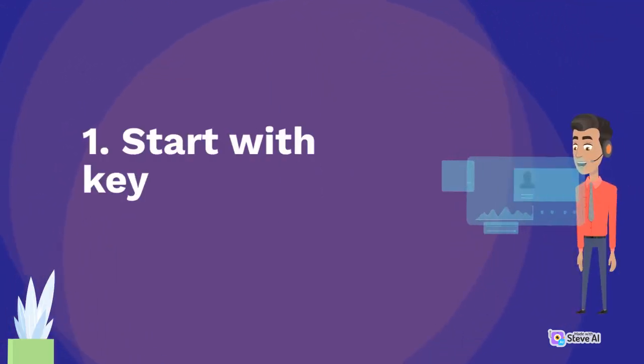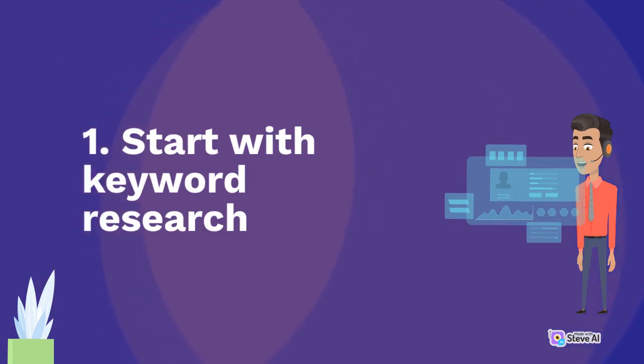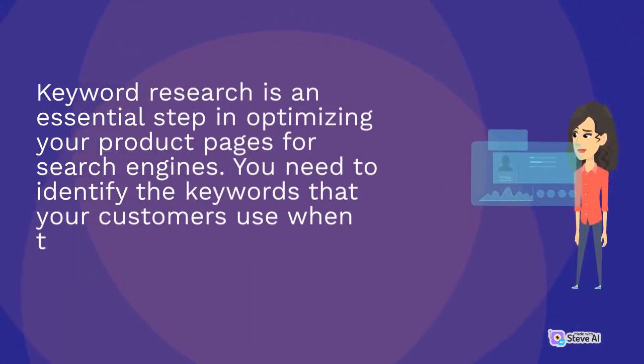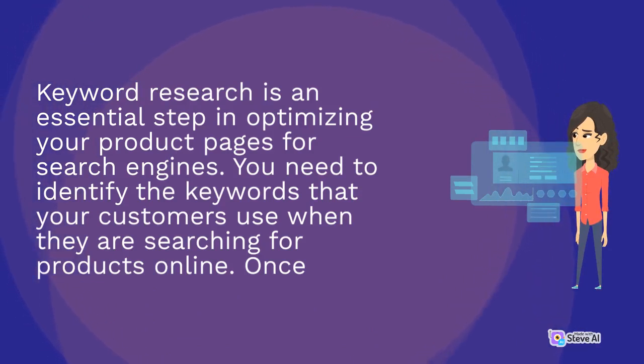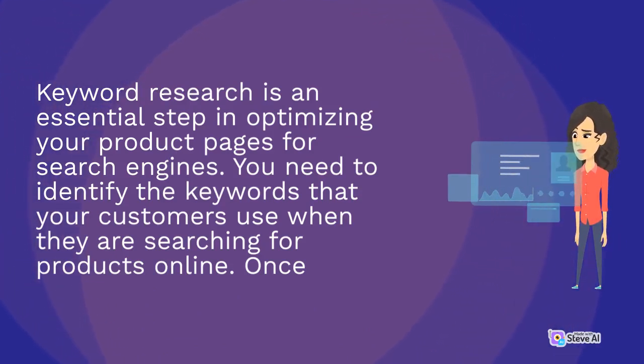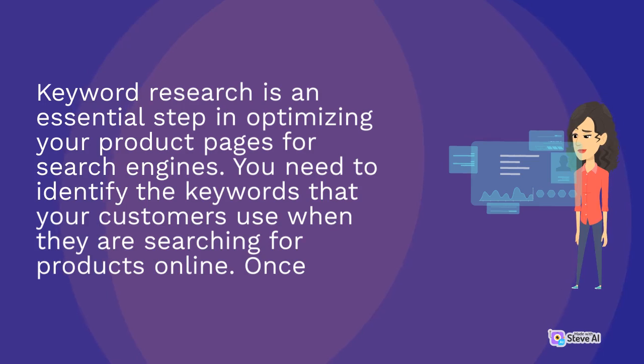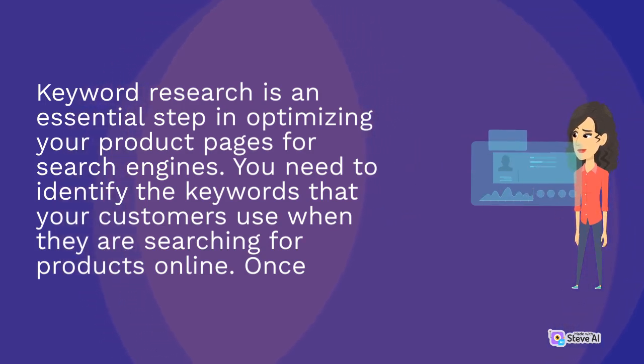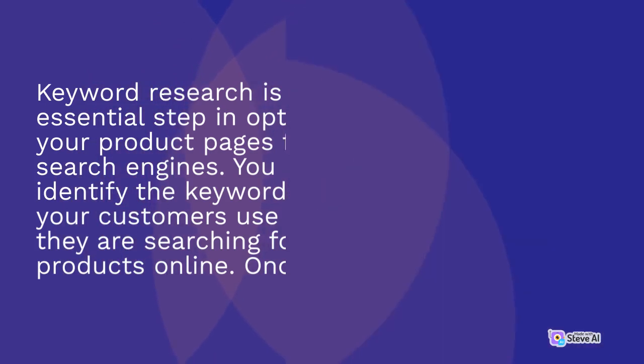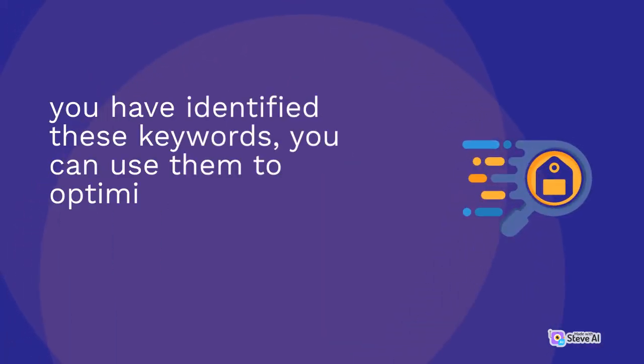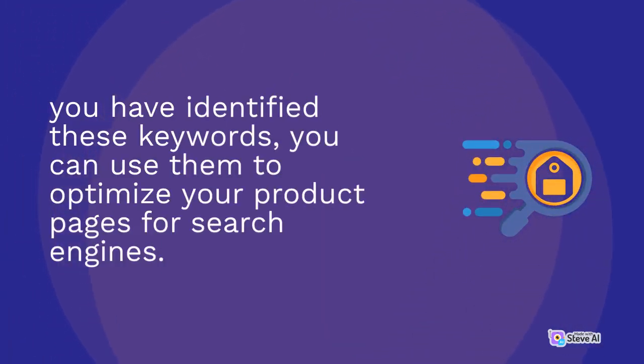1. Start with keyword research. Keyword research is an essential step in optimizing your product pages for search engines. You need to identify the keywords that your customers use when they are searching for products online. Once you have identified these keywords, you can use them to optimize your product pages for search engines.